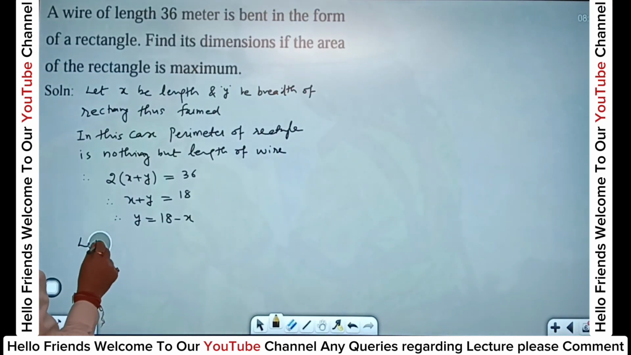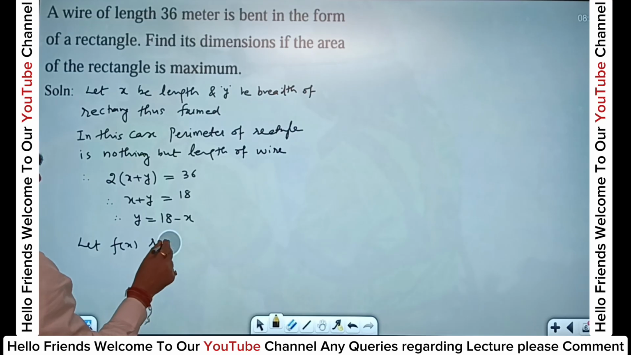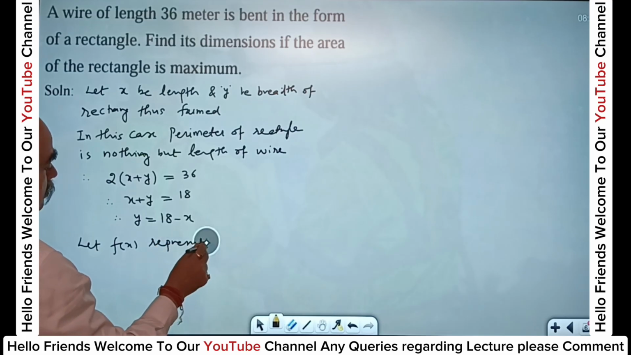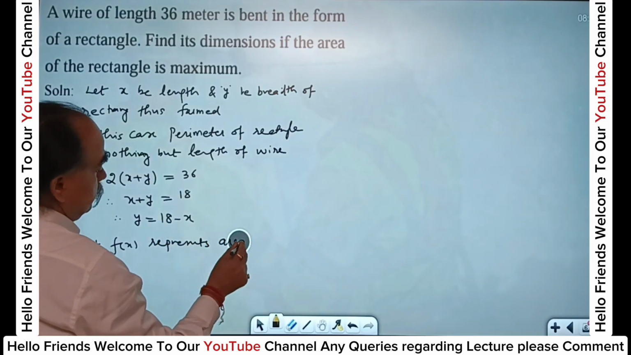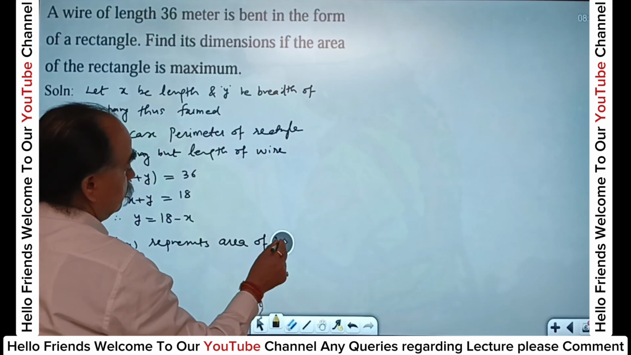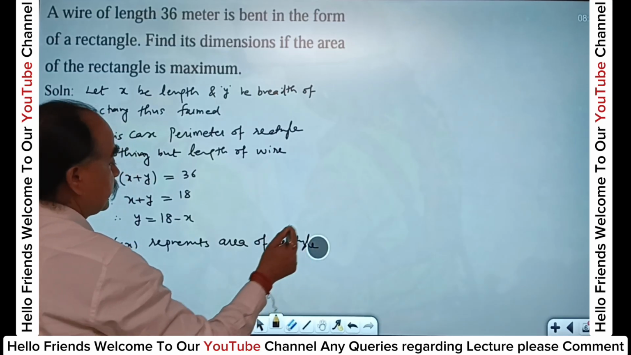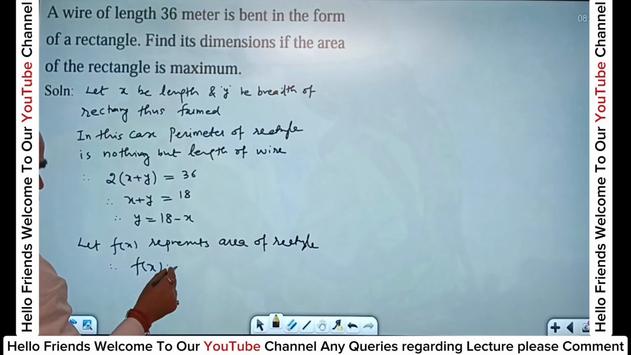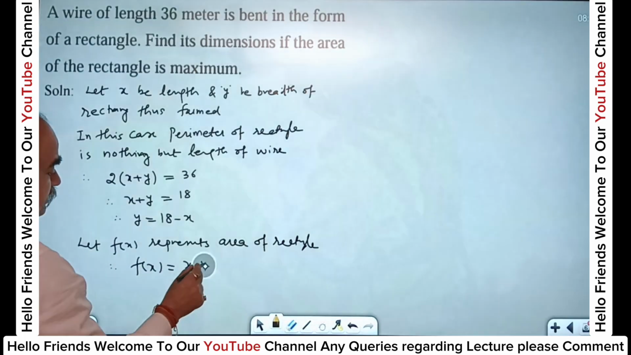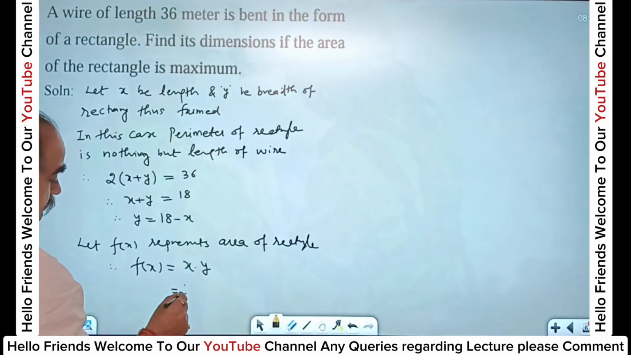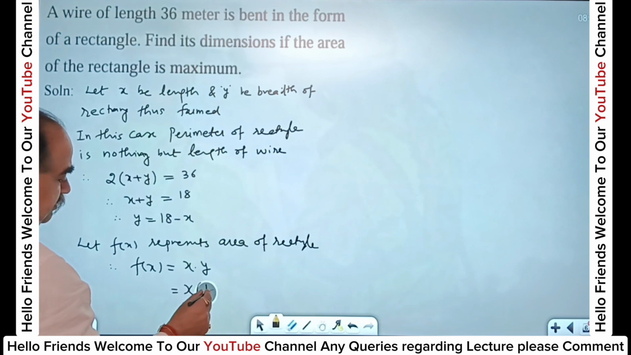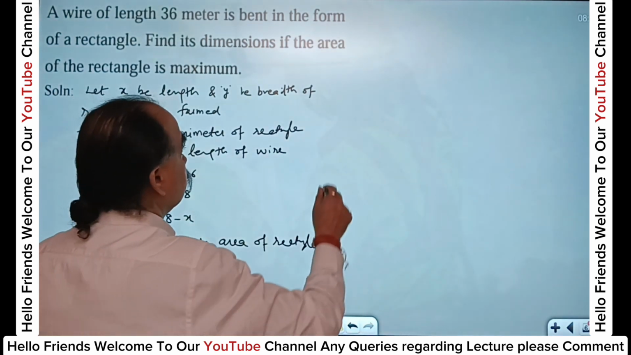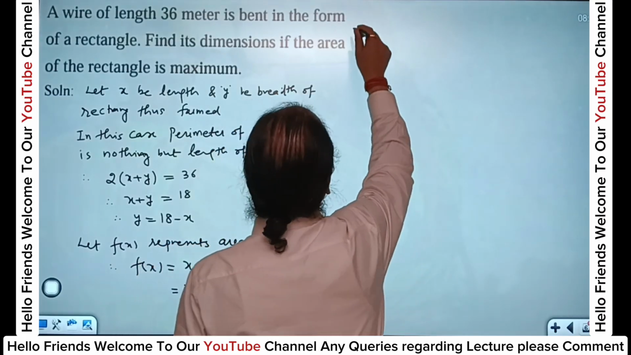Let f(x) represent area of rectangle. So f(x) is length into breadth, x into 18 minus x. So f(x) is what?